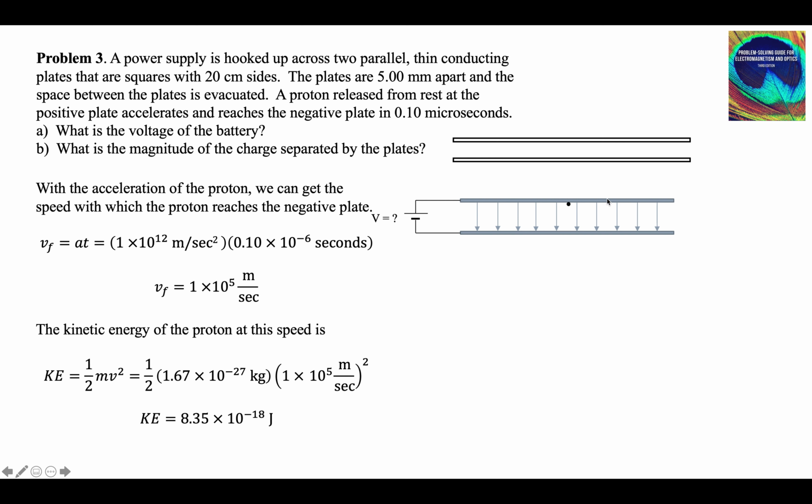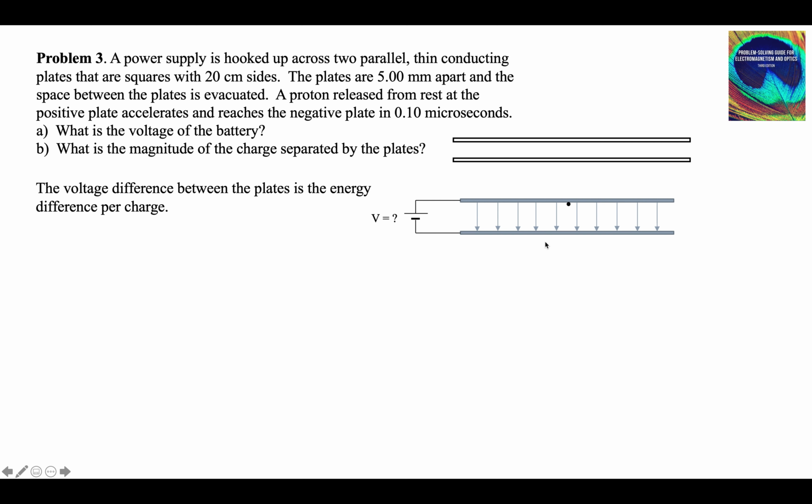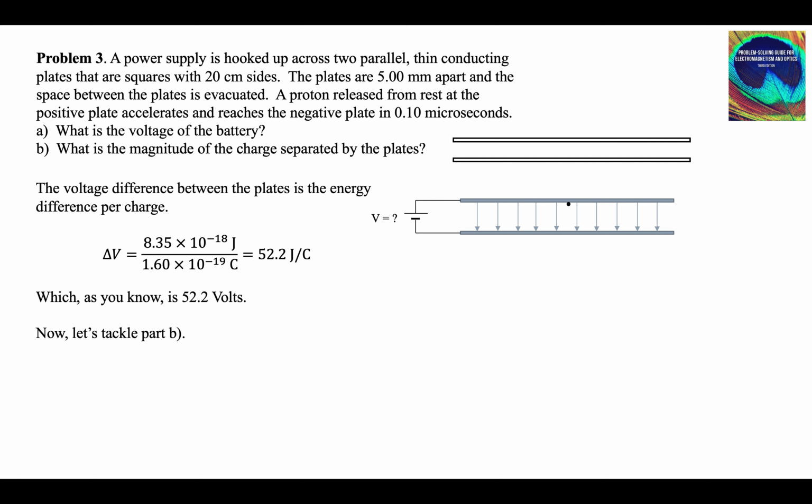So the joules per coulomb, which is the voltage, is just the energy divided by the charge. The energy is 8.35 times 10 to the minus 18th. You divide that by 1.6 times 10 to the minus 19th coulombs, and you get 52.2 joules per coulomb, which, as you know, is 52.2 volts, which is the same answer we got before.